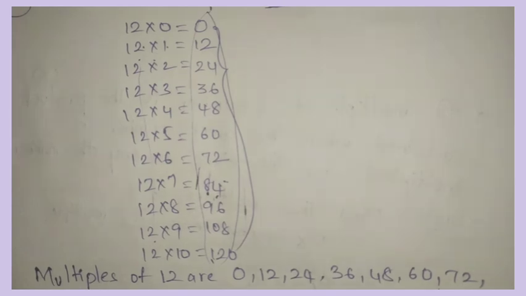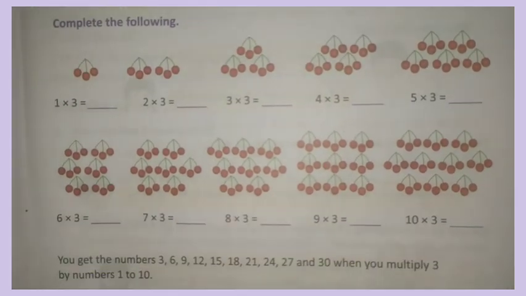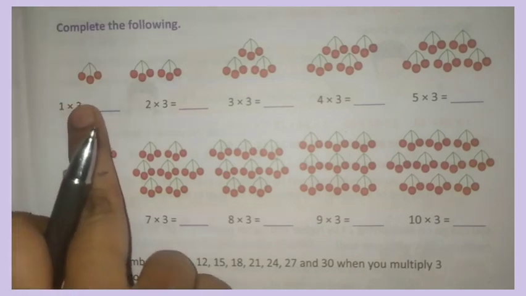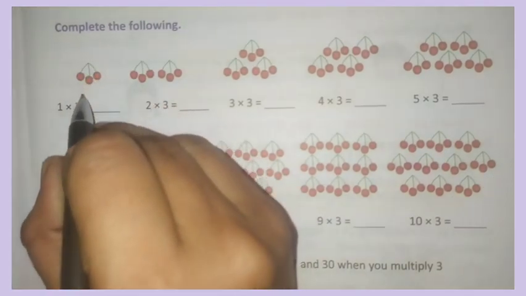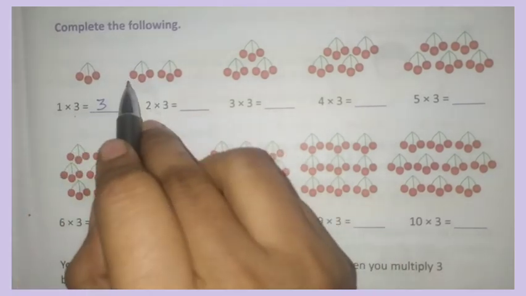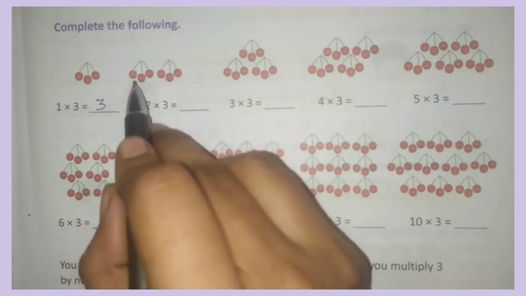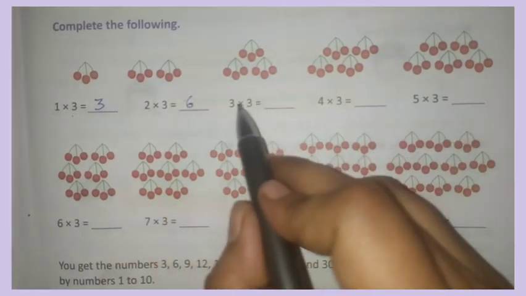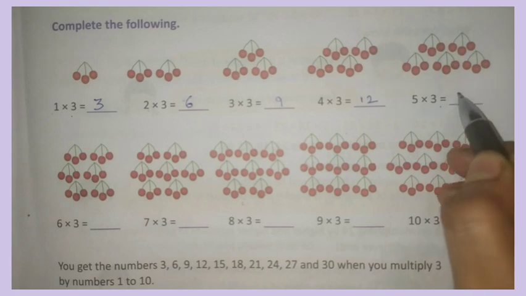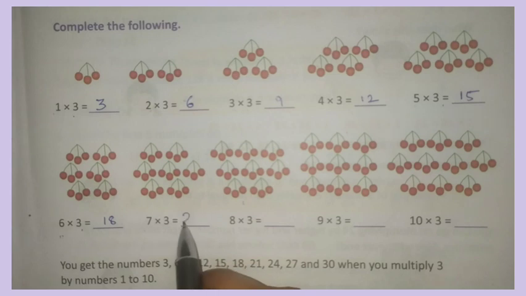Let us see textbook page number 143. Look here, children, complete the following. Here cherries are given. How many cherries are here? Yes, there is one bunch, and in it 3 cherries are there. 1 three is 3. And here 2 bunches are there, each has 3, so 3 plus 3. 2 threes are 6. 3 threes are 9. 4 threes are 12. 5 threes are 15. 6 threes are 18. 7 threes are 21.